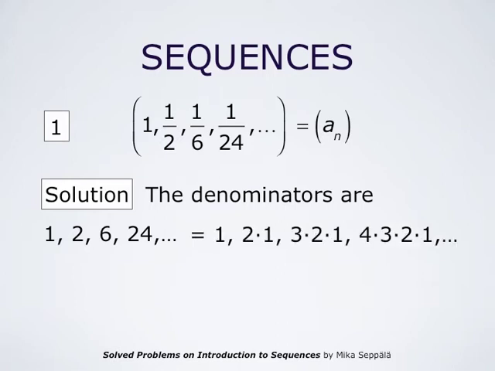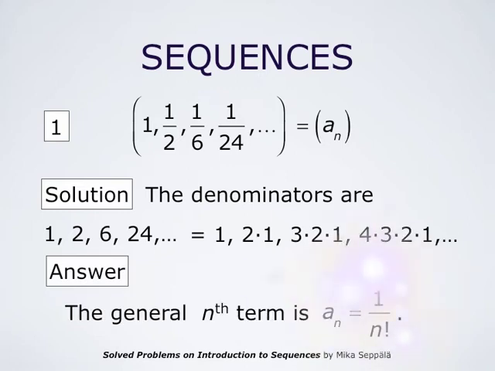So these numbers 1, 2, 6, and 24 appearing in the denominators, they are just factorials of 1, factorial of 2, factorial of 3, and factorial of 4. Factorial of an integer n is the product of all integers up to that number n. So the answer is that the general nth term of this sequence is just a_n is 1 over factorial of n. And this is a simple formula that obviously gives the beginning of the sequence 1, 1/2, 1/6, and 1/24.